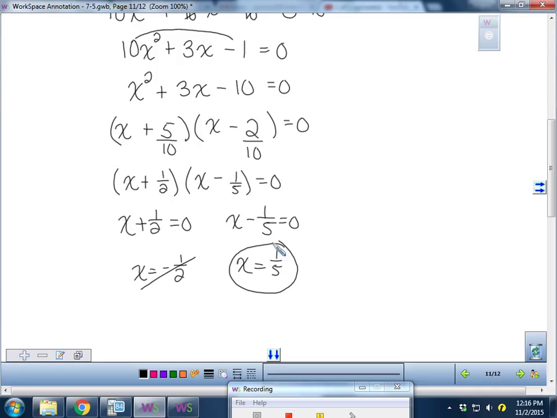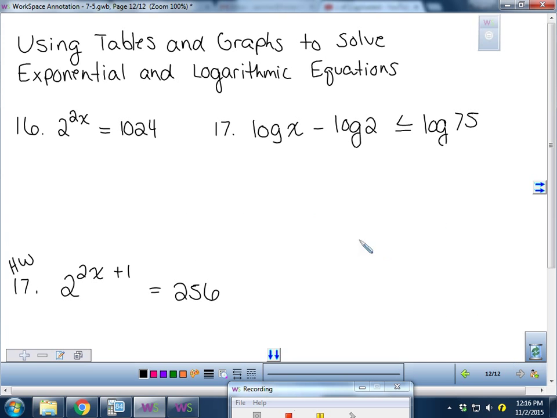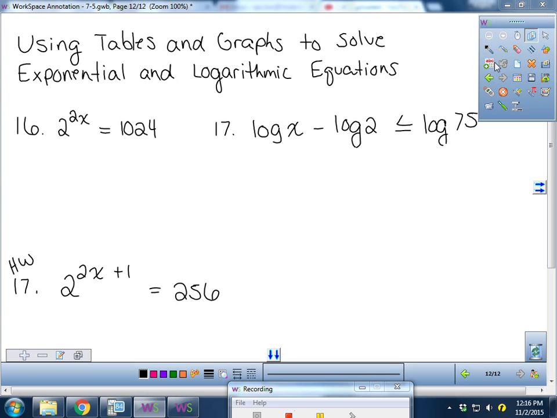Alrighty. Last page here. So we're going to talk about how we could do this. I don't know why this says number 17 in the homework. We'll just make this number 18.